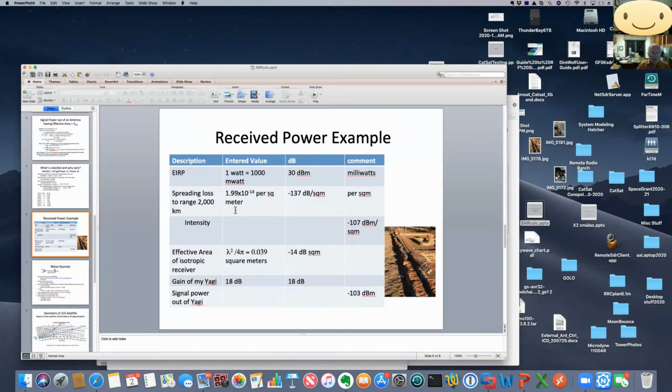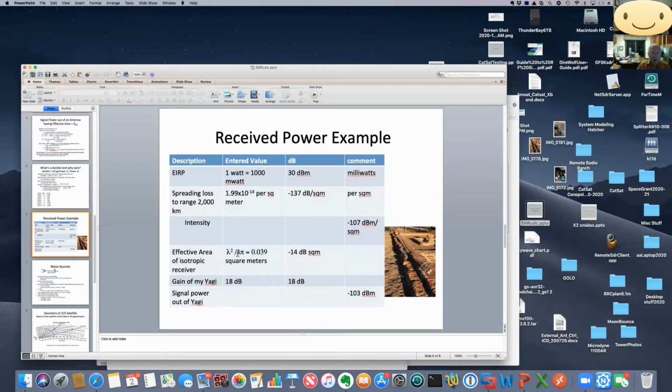And this was a spreading loss that we calculated earlier, out to 2,000 kilometers. That was turned into decibels as minus 137 dB per square meter. So we take these two and add them together, you end up with minus 107 dBm, decibels above a milliwatt per square meter, which is a pretty weak signal. But that's what satellite signals are like.